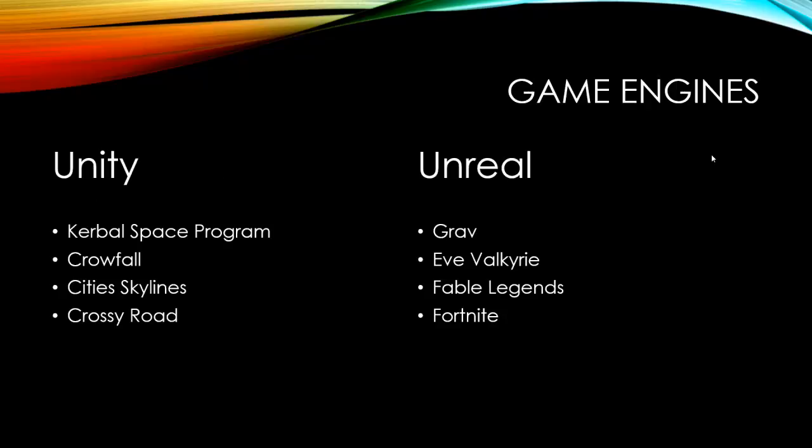All right, so the two big game engines that are out there for indie guys are Unity and Unreal. And with Unity, some of the games that have come out from that are Kerbal Space Program, the new Crowfall, City Skylines, and then Crossy Road. Now, Crossy Road, you probably haven't heard of that. It's more of a mobile game that kids play on their phone. And really, it's Frogger. It's non-stop Frogger. There's no end of the level. You can kind of keep going. And every time you do a hop, it adds a point. So you're trying to see what's your highest score.